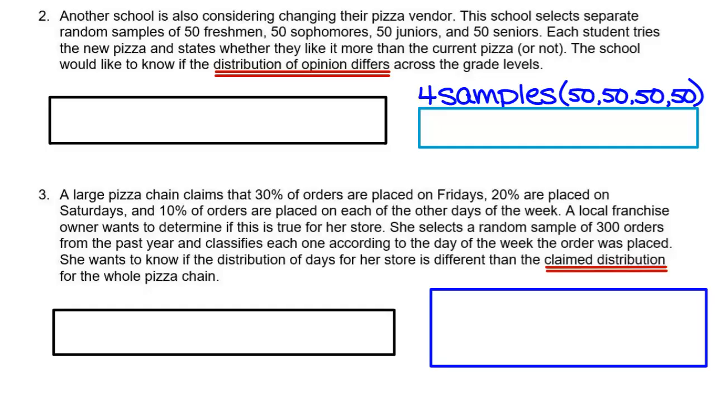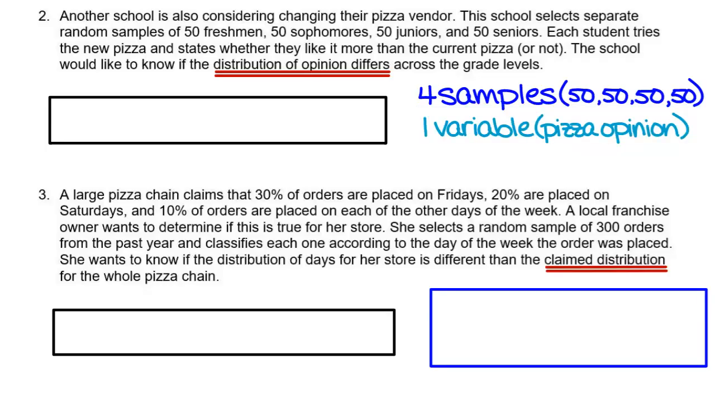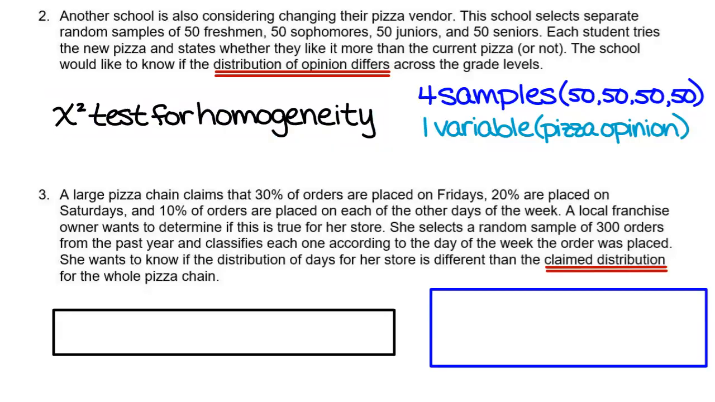Here we start off by knowing what their grade level is and deciding to use that grade level as a way to pick out this stratified random sample. So 4 random samples were taken. How many variables were looked at? Just 1 variable, opinion about pizza. So whenever we have more than 1 sample, it can only be a chi-square test for homogeneity.